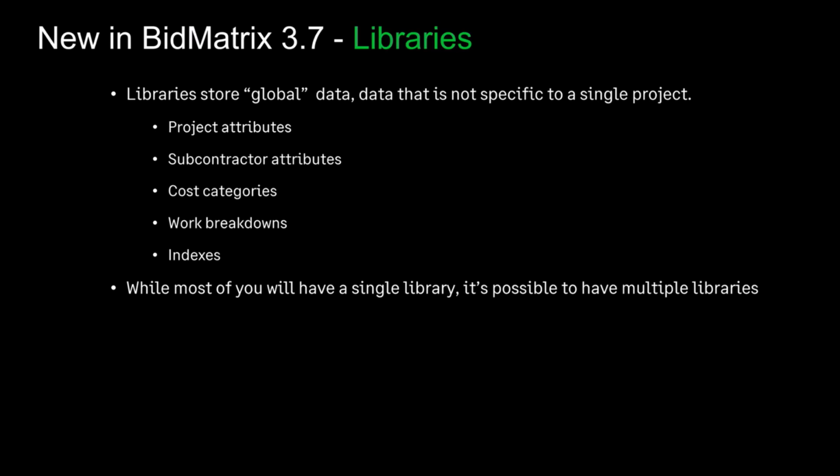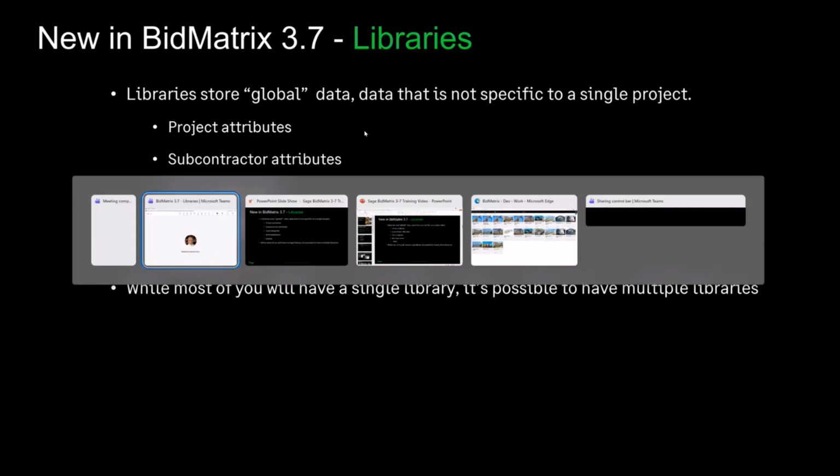It's also important to point out that while most of you will have a single library with information in each of those categories, it's possible to have multiple libraries. Maybe you have multiple divisions in your company, and the data in each of those divisions is radically different. Then you could set up additional cost libraries, and the data stored in each one of those libraries would reflect the information needed for the individual division. So having said that, let's take a look at libraries.